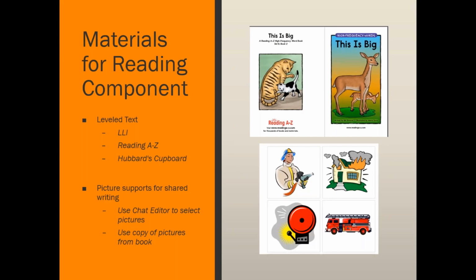So in my district, we also can use leveled literacy intervention, or LLI, and those are just books. Hopefully your district has something similar, but you can also, like I said, use Reading A to Z or Hubbard's Cupboard. And then you're going to need picture supports. So when we do the shared writing component, you need pictures that match with the sentences in your book. So you can use Chat Editor to create these pictures, which is essentially the exact same icons on your student's AAC device that you can print out, or you can just copy the pictures from the book and use it for your sentences.